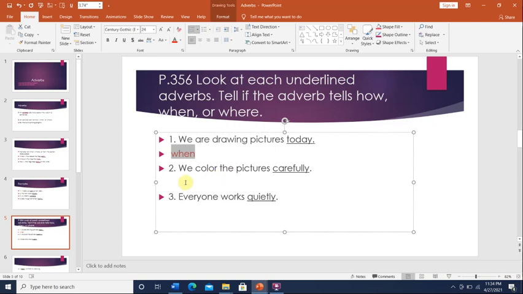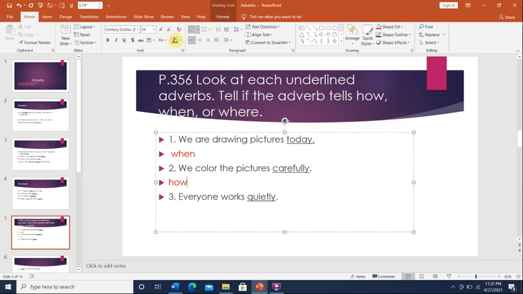Number 2, we color the pictures carefully. Carefully. We color the pictures carefully. Does it tell you when? No. Does it tell you where? No. It tells you how we will color the pictures. So, carefully tells you how you will color the pictures.